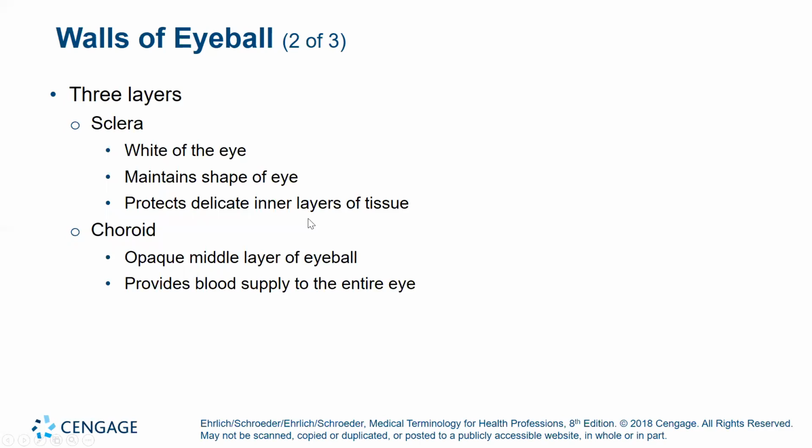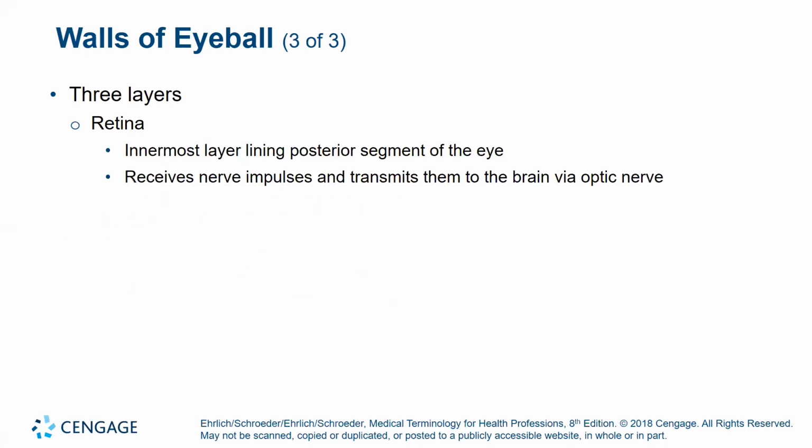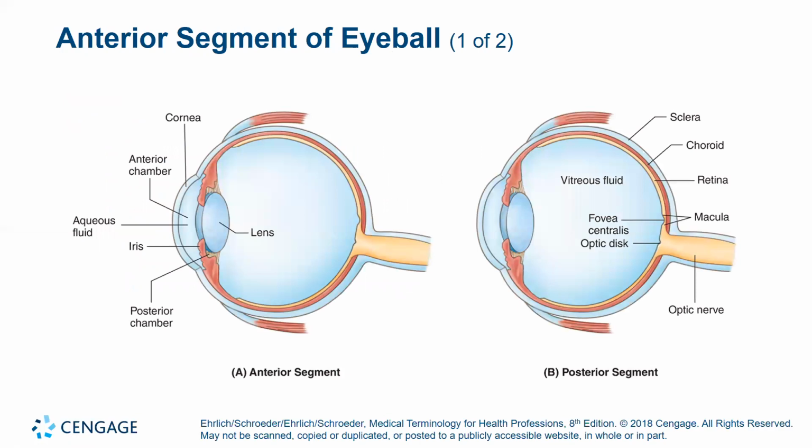So we do have the 3 layers. Like I said, we have the sclera, which is the white of the eye. Choroid, this provides blood supply to the entire eye. And the retina is the innermost layer. This lines the posterior segment of the eye. And you can see the anterior segment of the eyeball. The anterior is here, which is the front, and then the posterior, which is the back.